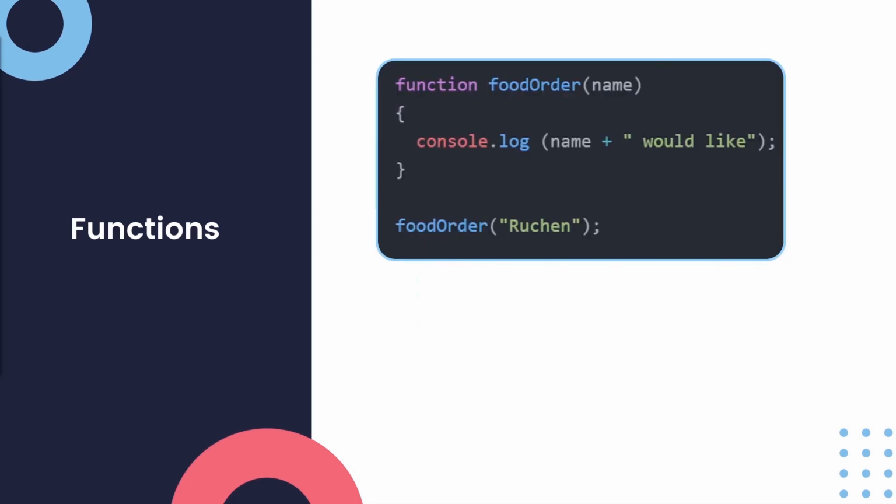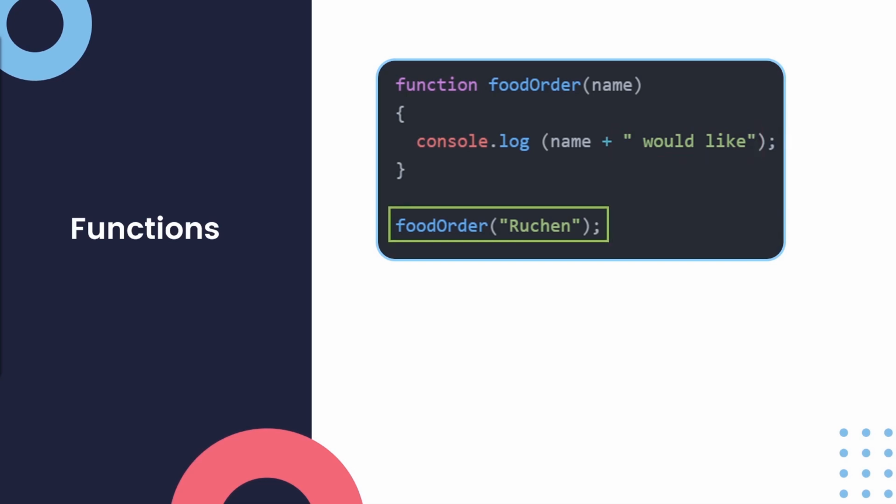Now, here we have another example of an actual working function, and this function is called food order. So again, we specify the keyword function, we then give the function a name, in this case food order, and this function takes in one parameter, name, or if you think about it, one ingredient. Okay, so we then console log name, and the name is whatever name we pass through as the parameter concatenated with the words would like, and then we call the function.